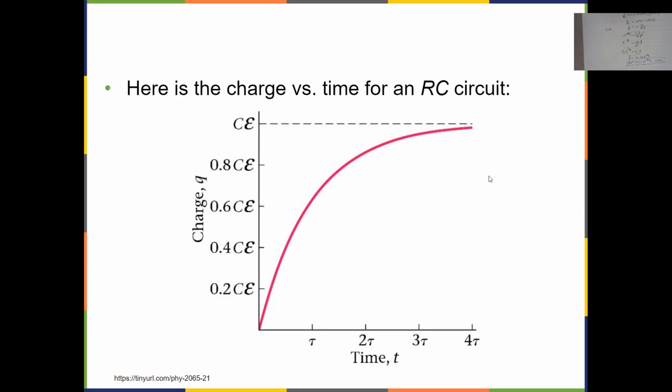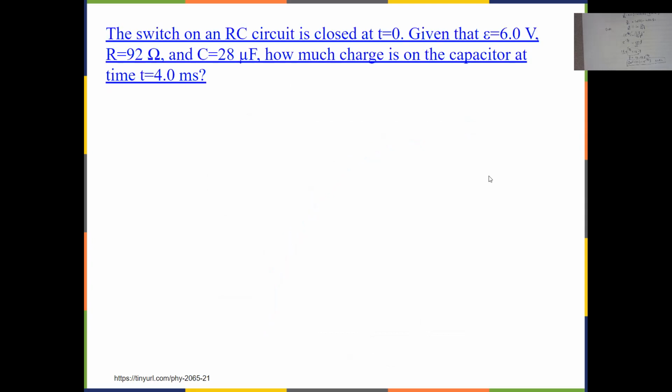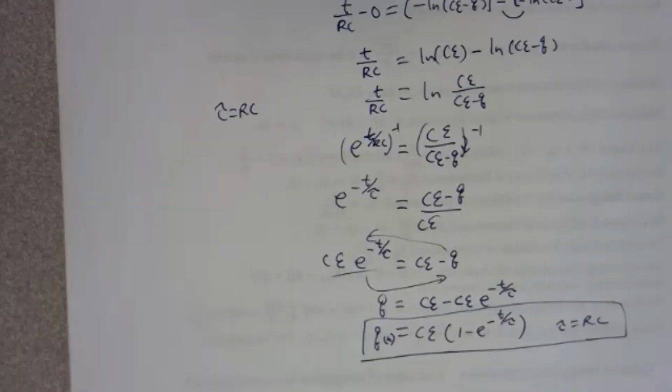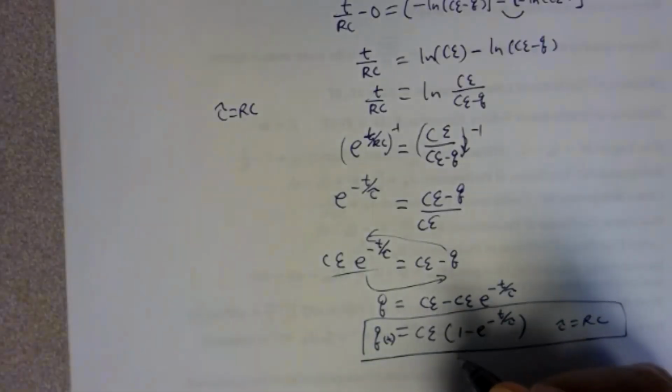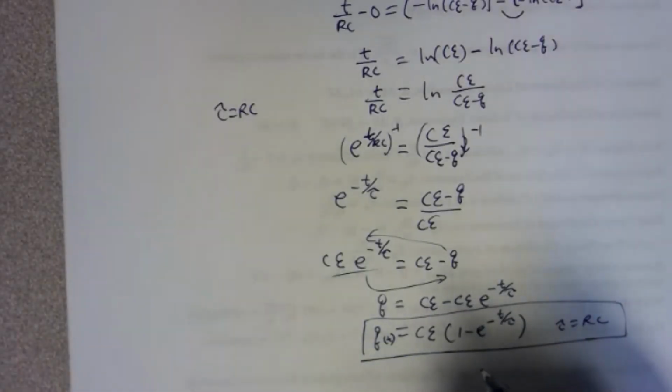All right, take a look at the first example here. It says the switch on an RC circuit is closed at T equal to 0. Given that epsilon equals 6.0 volts, R equals 92 ohms, and C equals 28 microfarad, how much charge is on the capacitor at time T equal to 4.0 millisecond? So this is charging a capacitor in an RC circuit. So we are going to take this equation.